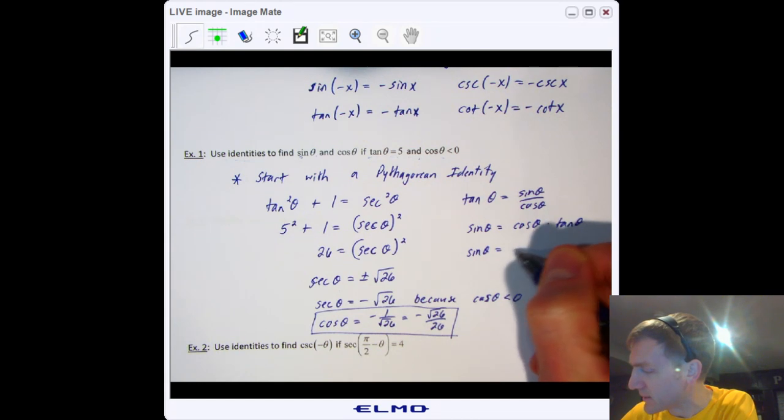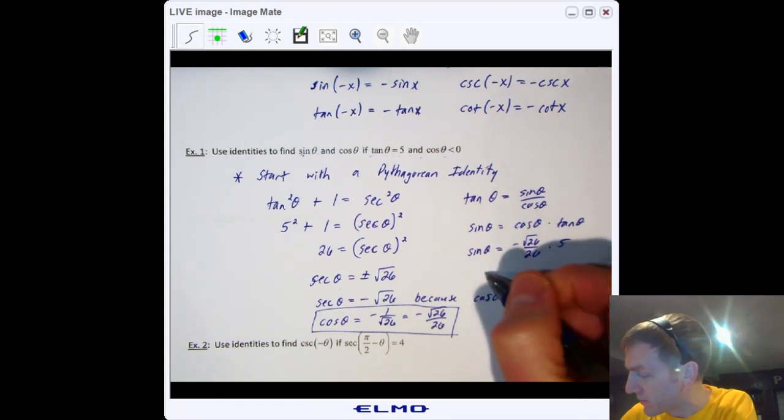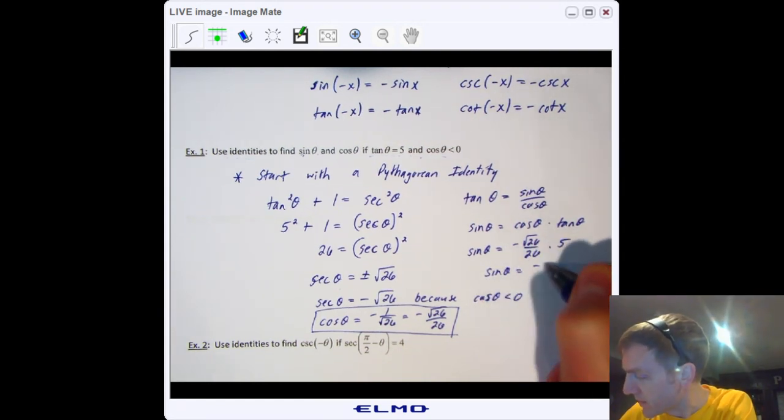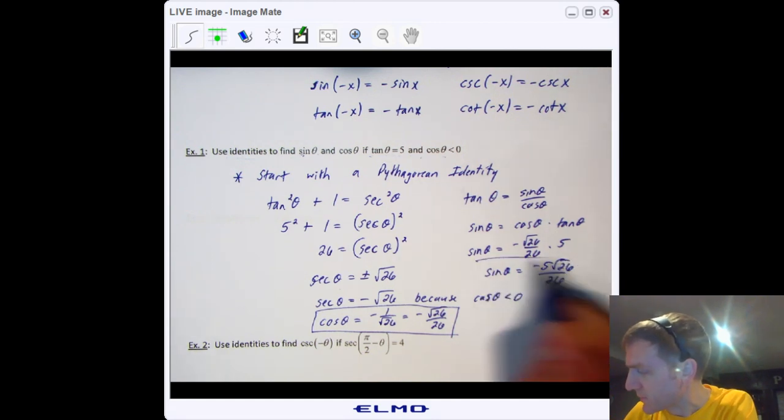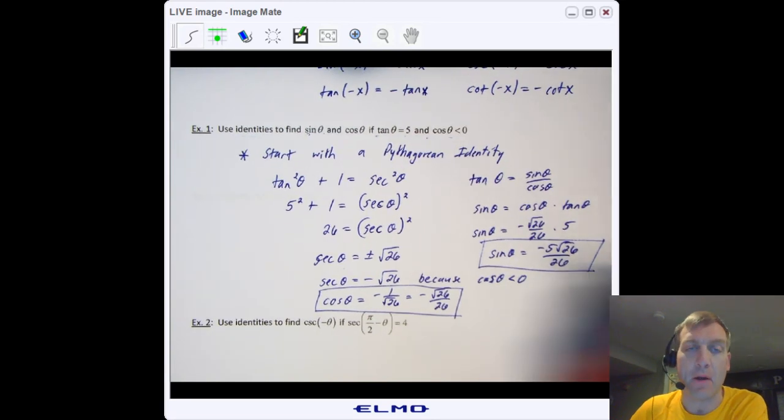Cosine theta is negative radical 26 over 26. Tangent theta is 5. Multiply those together. Sine theta is negative 5 radical 26 over 26. Okay. That is the second thing I wanted. So I found both the answers that it asked me to find.